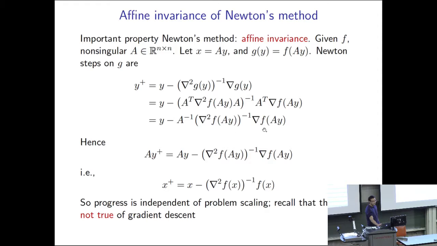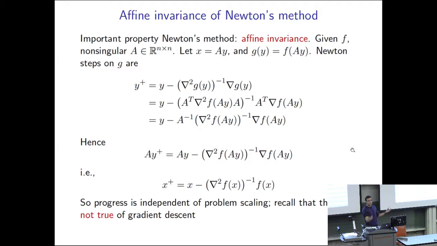Just applying it to this term. And I have A transpose inverse on the right side times A transpose, and they cancel. Okay, so the updates look like y minus A inverse times Hessian inverse of F at AY times grad of F at AY. And if I ask what that looks like after multiplying by A, which would put me back on the original scale of my variables, x, I can multiply both sides by A. And that says that AY plus is equal to AY times this update.